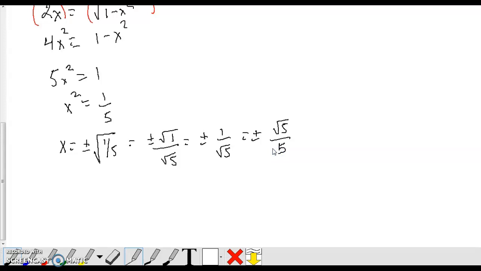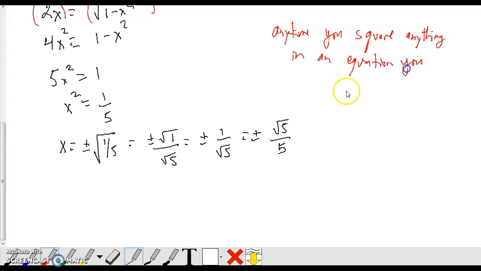Now, we have to remember, anytime you square something, you must check your answers. So anytime you square anything in an equation, you must check the answers. Right? So we want to make sure that we check our answers. So how are we going to check?